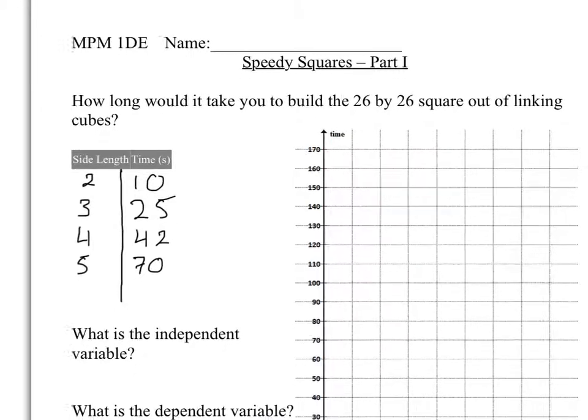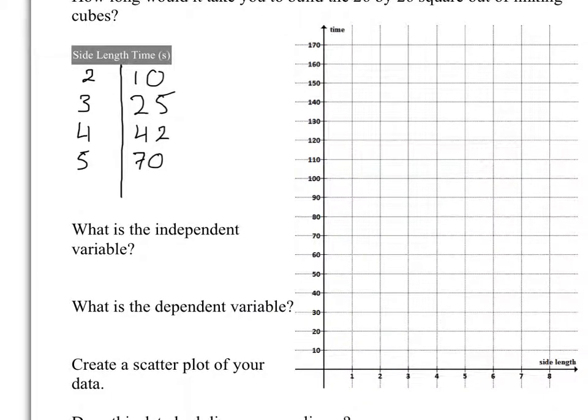Now, further on, I asked you what the independent variable was. So you did a little bit of data gathering, measuring how long it took you to build a 2 by 2 and a 3 by 3 square. The independent variable is the variable that we changed, and we were changing the side length, so the size of the square. So in this case, our independent variable is the side length. Our dependent variable is the time it took us to make the square in seconds.